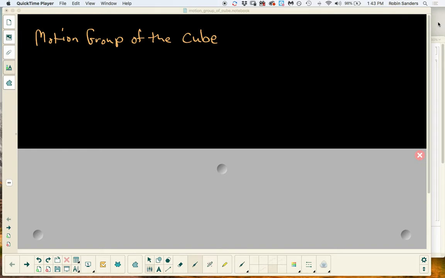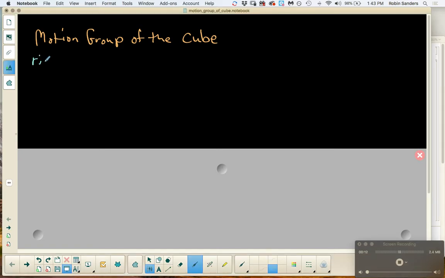This video is about the motion group of a cube. What we're going to basically be doing is talking about the rigid symmetries of a cube. And what a rigid symmetry or a motion is, is that we're going to be thinking of our cube as a solid cube. So let's draw a cube over here. Just a real quick sketch of a cube.